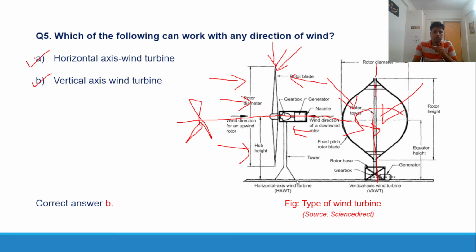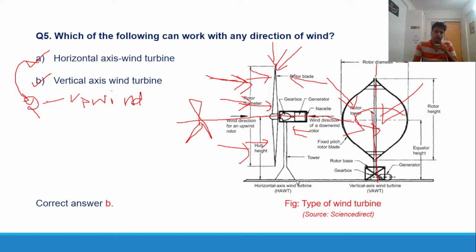Now if we look at the horizontal axis wind turbine, these are of two types. One is upwind horizontal axis wind turbines. What happens in the upwind horizontal axis wind turbine? The wind faces the blades from the front. So that's why it is called an upwind wind turbine.